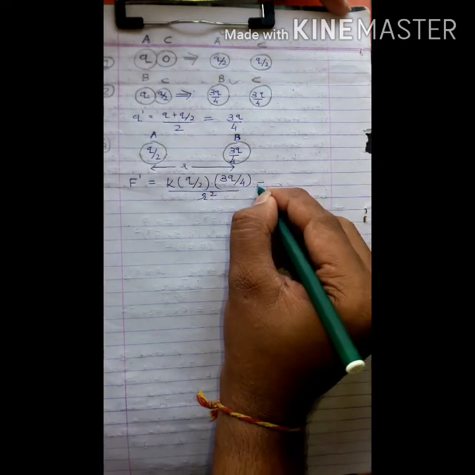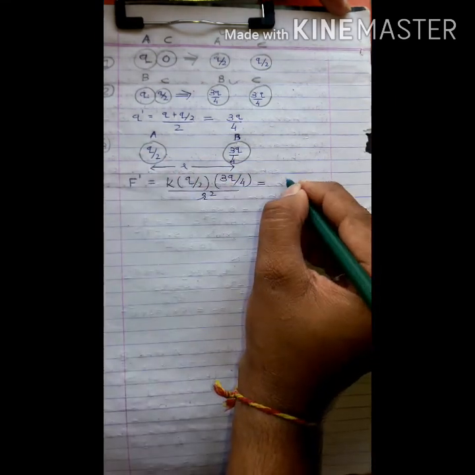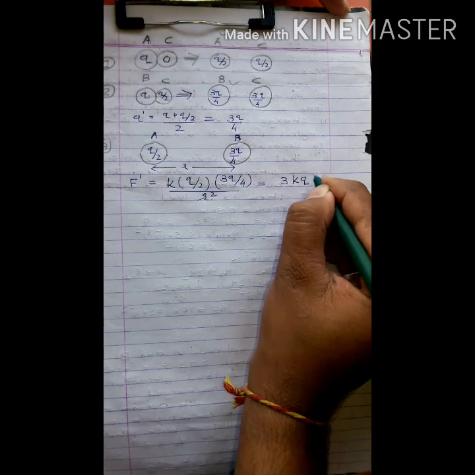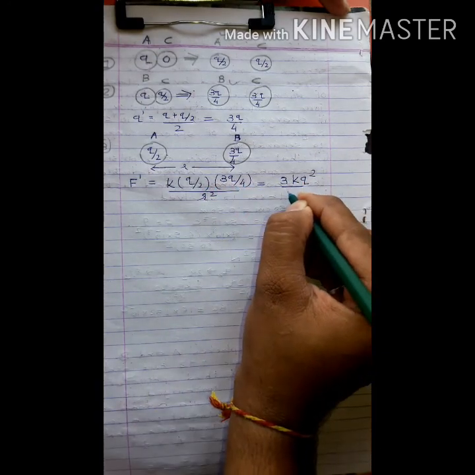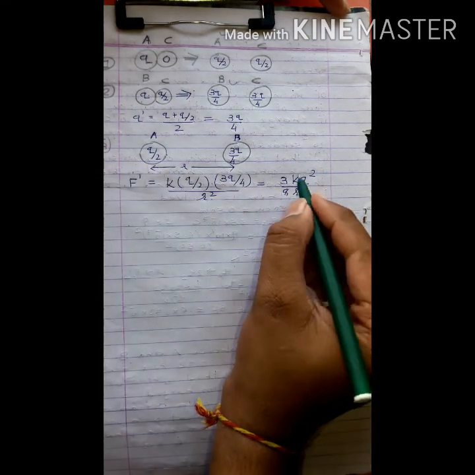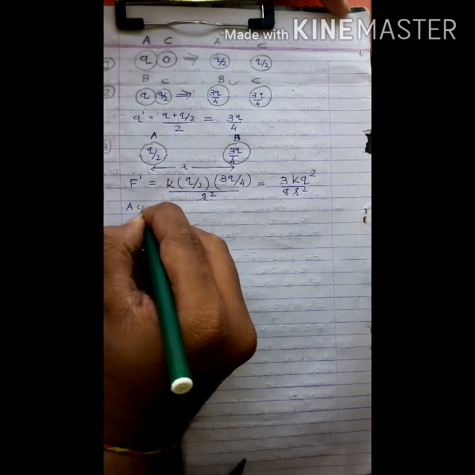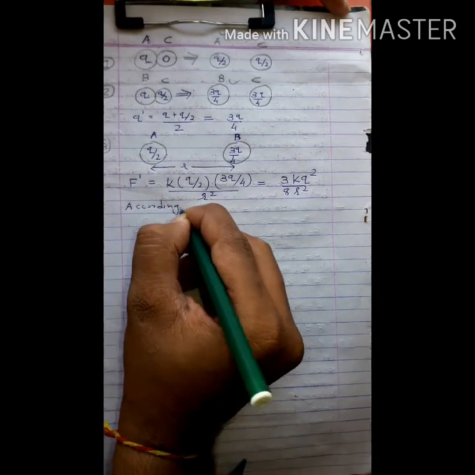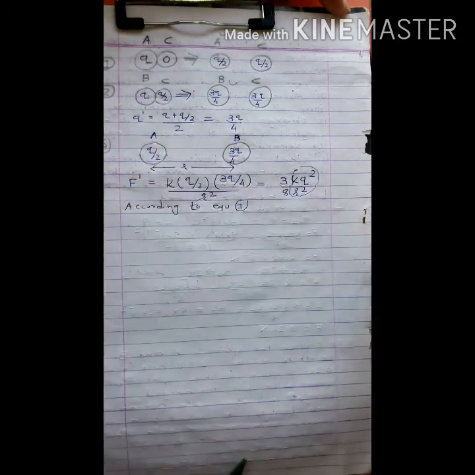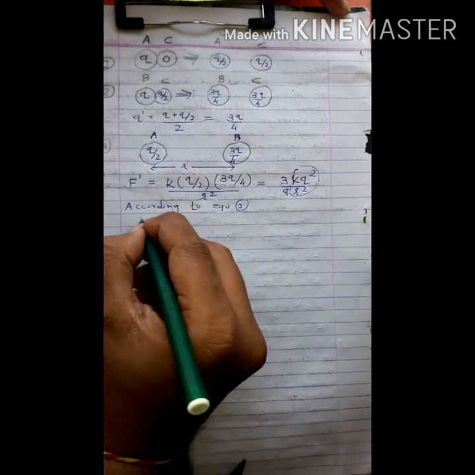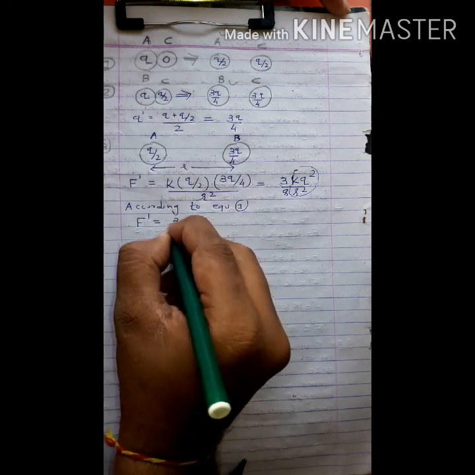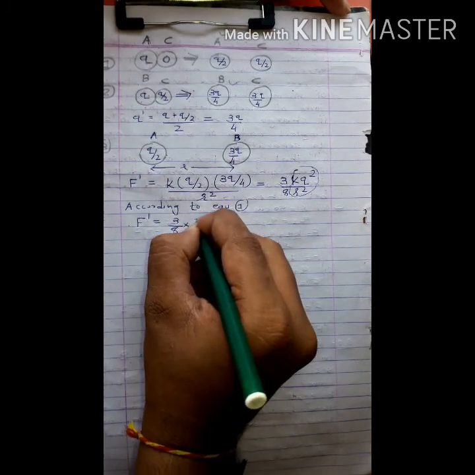Now try to simplify this term. So this equation becomes 3K q square divided by 2 into 4, 8, divided by 8 r square. Now, according to equation number 1, according to our first equation, we already explained this term K q square upon r square. This is nothing but F. So the new force F dash equals 3 upon 8 into F.